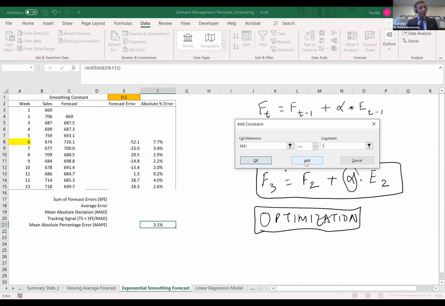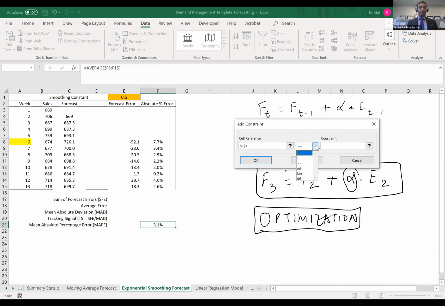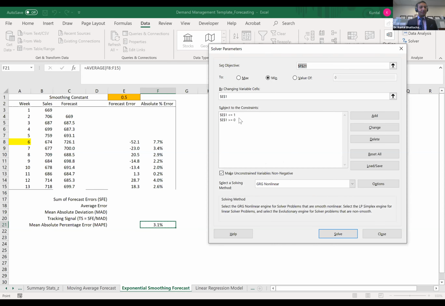Do I need to add one more constraint? Absolutely. I also want to use the other end of the spectrum, which is greater than or equal to 0, right? So I want to do Add, and this time I again choose the same cell, greater than or equal to, and I type 0, and I hit OK. And then I make sure that the constraints have been properly loaded here.